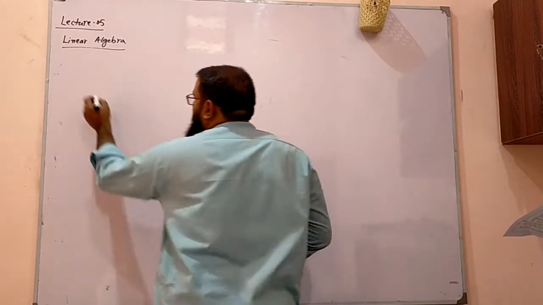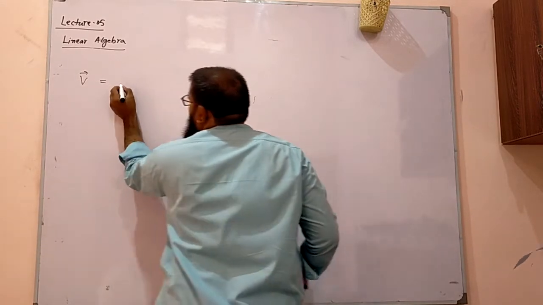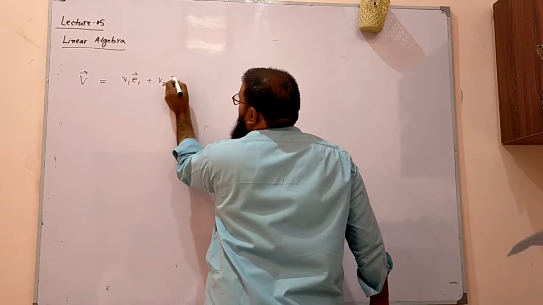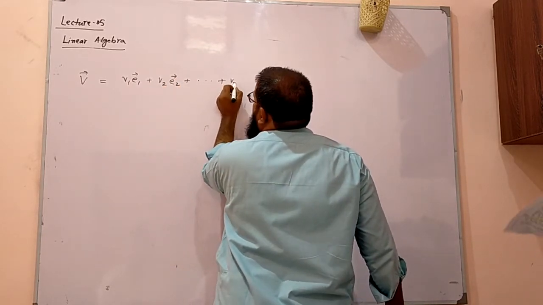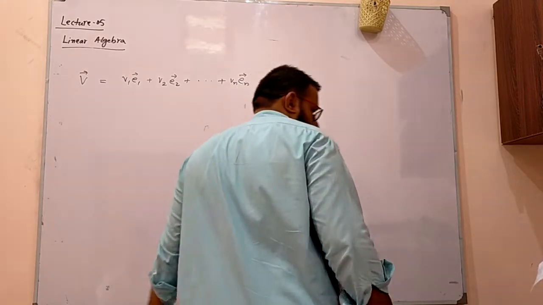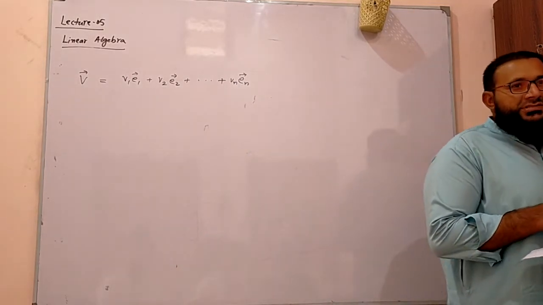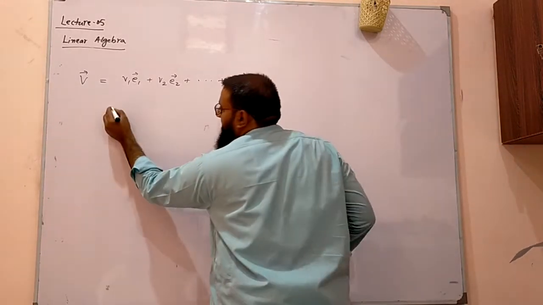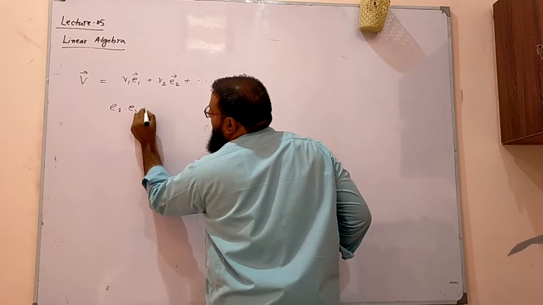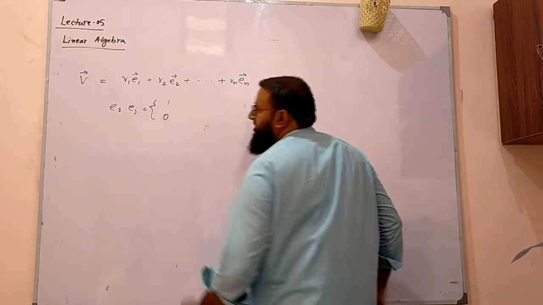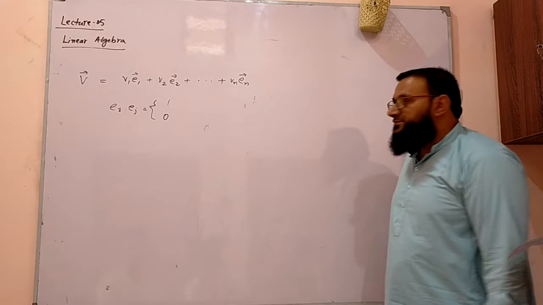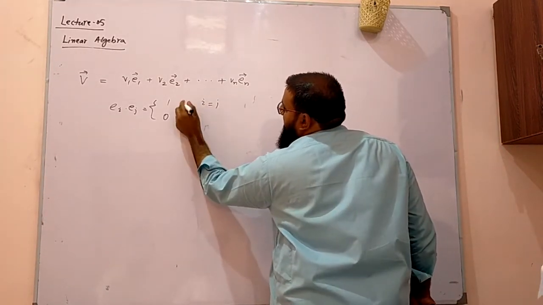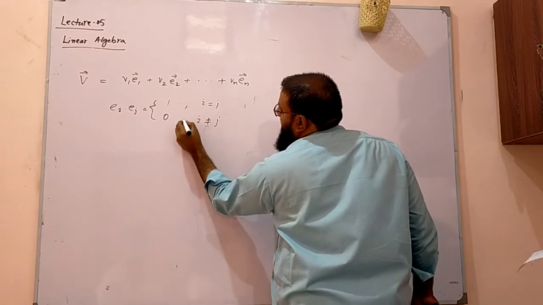So you have a vector v. You can write your vector in this way. You know very well: v1 e1, v2 e2, up to vn en. What are these e1 up to en? These are orthonormal bases. Orthonormal bases means ei dot ej is either 1 or 0: 1 if i is equal to j, and 0 if i is not equal to j.